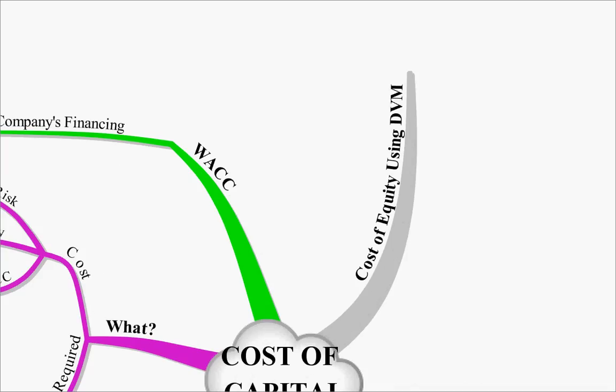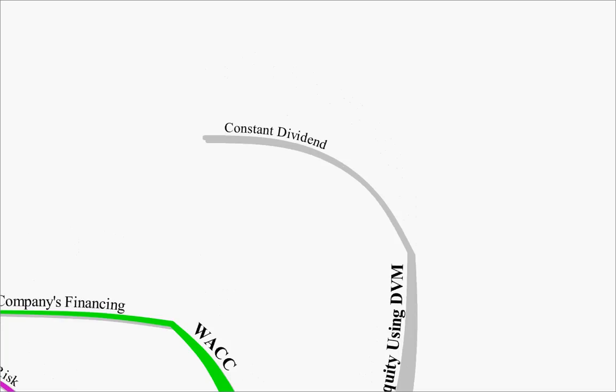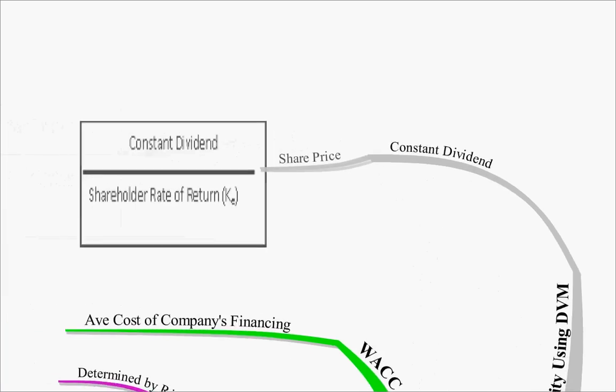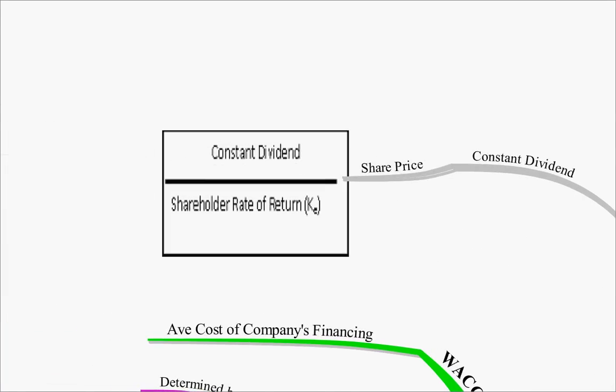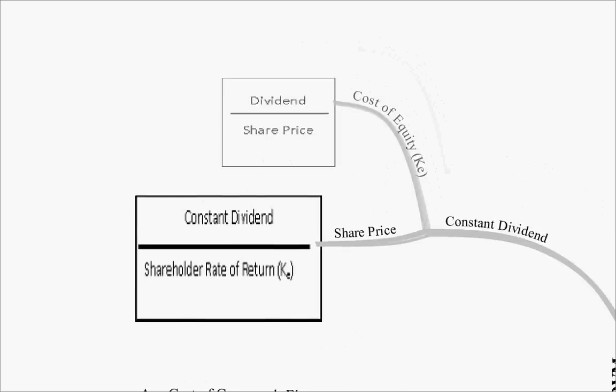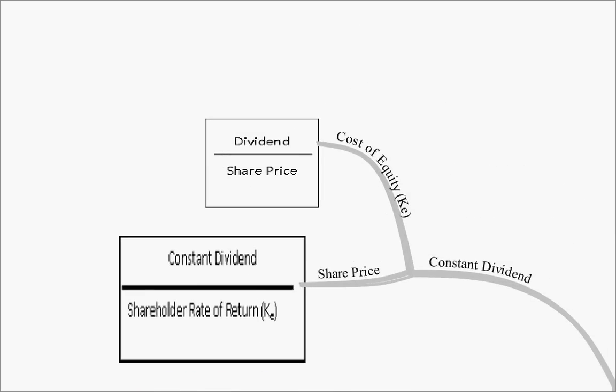So the first element of your financing is equity. So let's see how we're going to calculate the cost of that equity. And first things first, we're going to use DVM, which we used previously in business valuations, to work out the value of the business. Remember, if there's a constant dividend, the value of the share price was your constant dividend over your shareholder rate of return or your cost of equity. So flipping that around, to find the cost of equity, we need to put the dividend over the share price. So if you have a constant dividend, the cost of equity is the dividend over the share price.